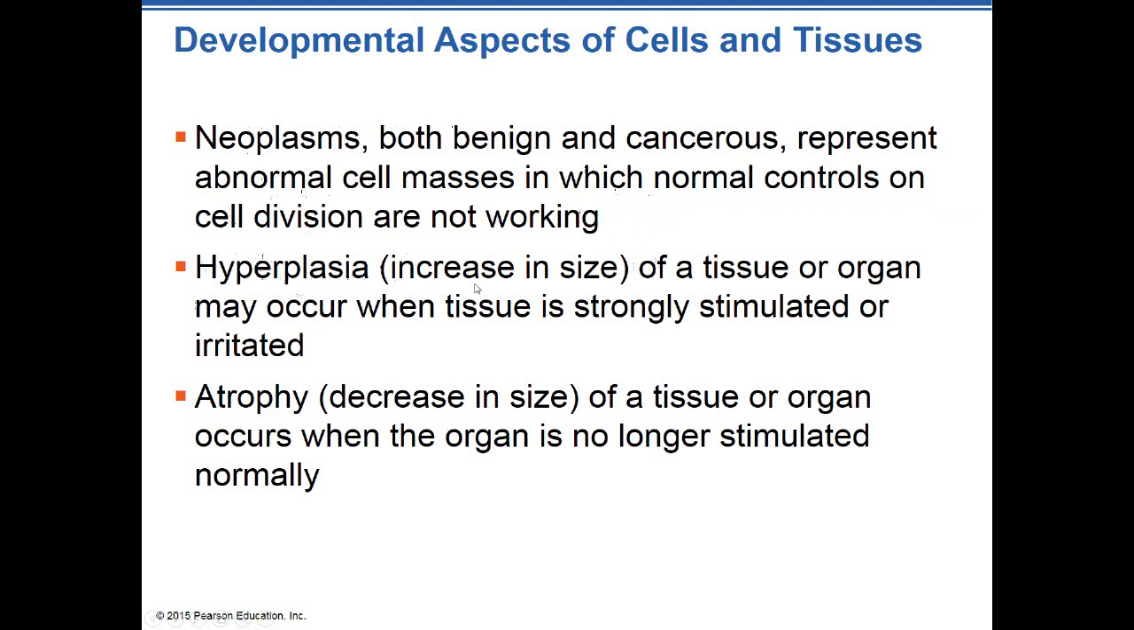Hyperplasia is simply an increase in size of a tissue. So that can happen if the tissue is really strongly stimulated or irritated. So this is what happens if you lift weights. If you lift especially heavy weight, football players are basically doing this on purpose, trying to increase the amount of skeletal muscle tissue at different key muscle groups in the body. But if they're very heavily stimulated, if they're used very frequently, then they're going to increase in size.